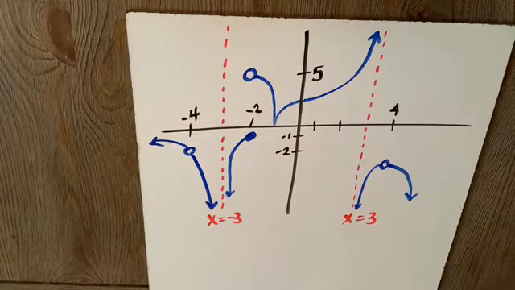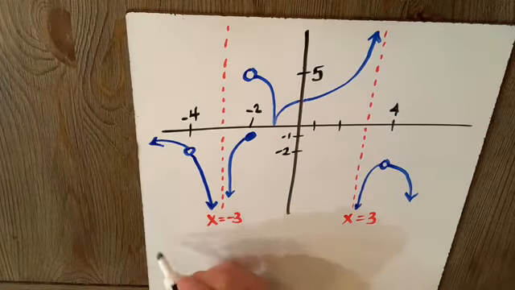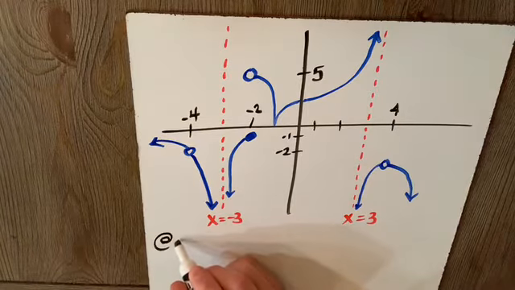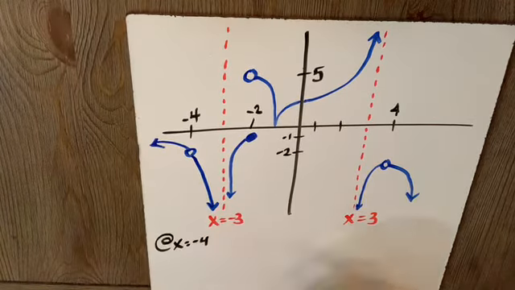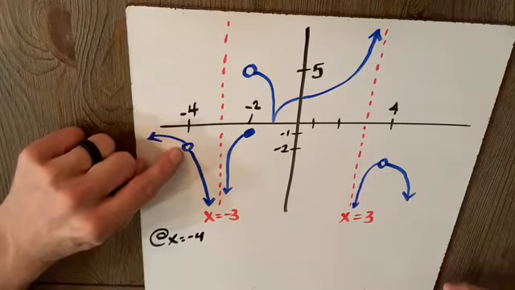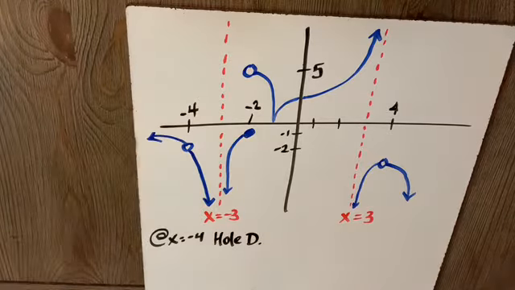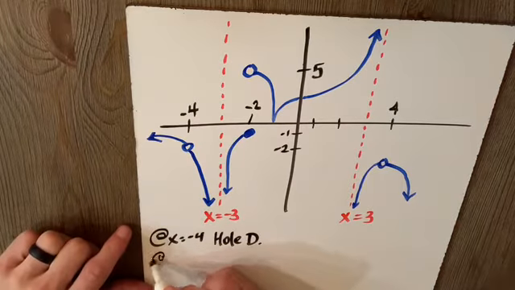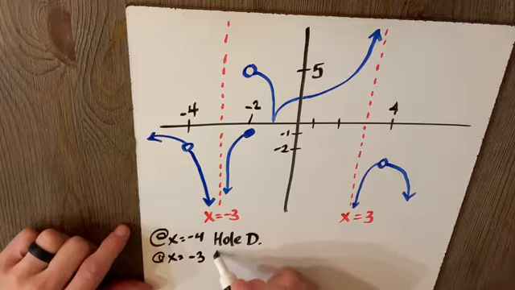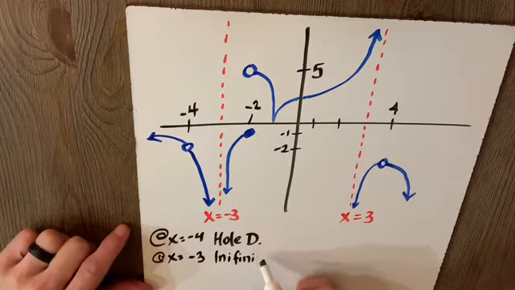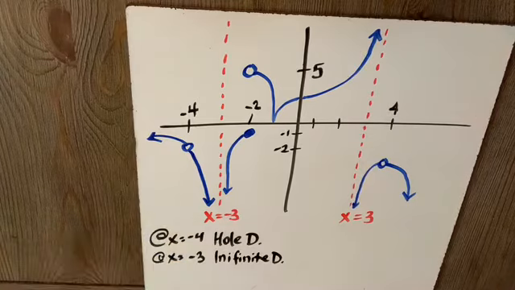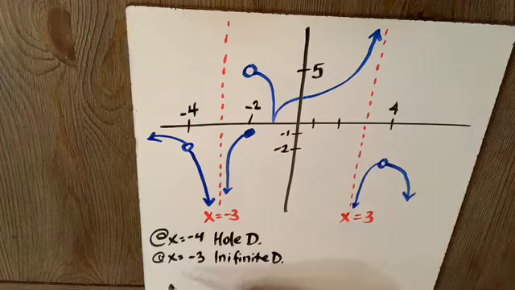So if we're looking at this graph, we're asked what kind of discontinuities do we have? I like to go left to right. So at x equals -4, it looks like we're missing a point there. So we have a hole discontinuity. I'm just going to write D for discontinuity. That's a removable discontinuity. Look at x equals -3, we've got an infinite discontinuity. I'll write D for discontinuity. Remember, that is non-removable.